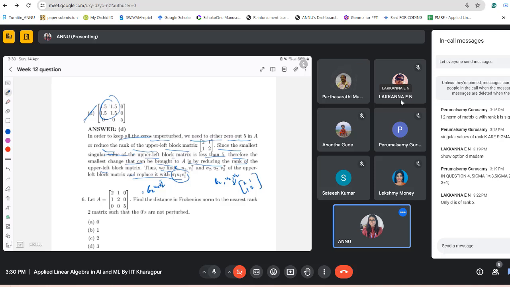Okay, let us solve this question. If A is a 4 by 4 symmetric matrix having the eigenvalues 3, 2, 1, 0, with corresponding eigenvectors as given, find A. How will we do it? It is the square of sigma 2, no, sigma 2.